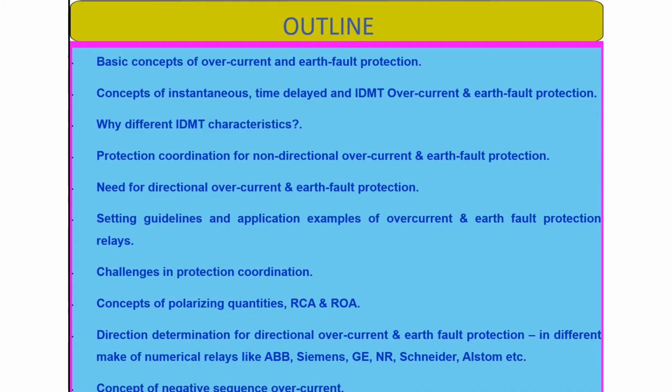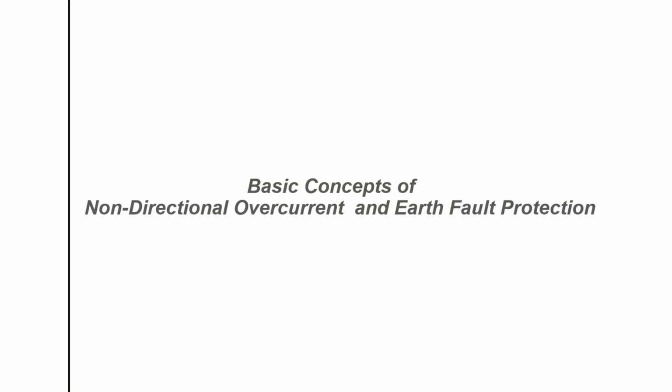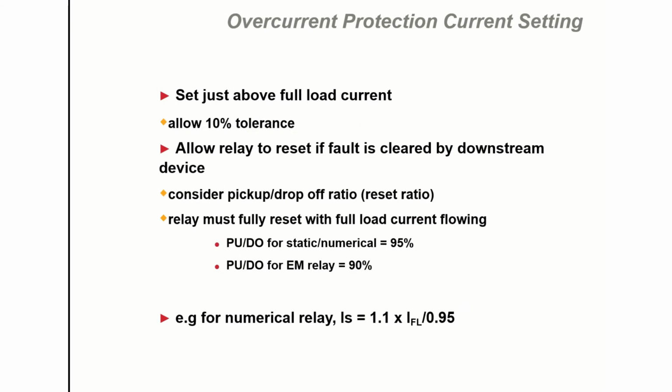In this session, we will discuss how to determine the directionality of directional overcurrent protection relays. That is, we will discuss how to determine the operating range or operating area for directional overcurrent relays. We will discuss the concepts of polarizing quantities, the concepts of RCA, and the concepts of ROA. These things we will discuss in this session. So now, without wasting any time, let us start with today's session.